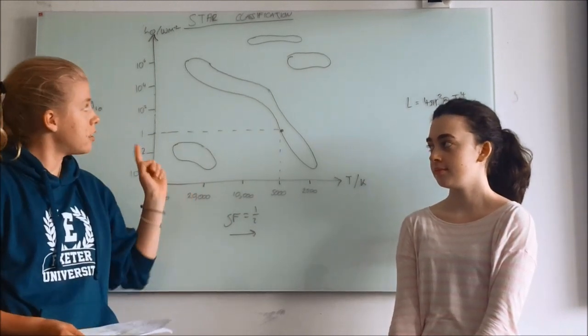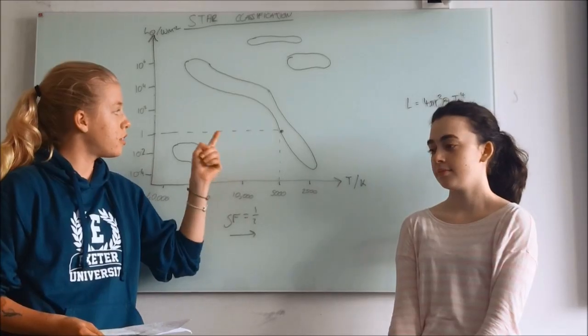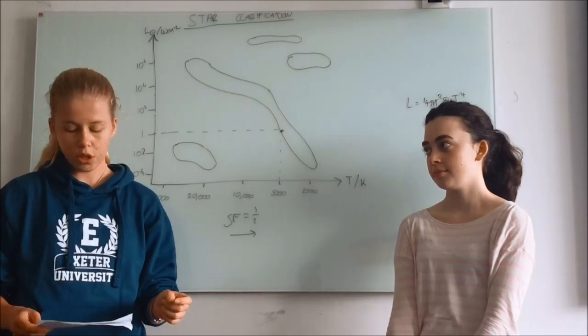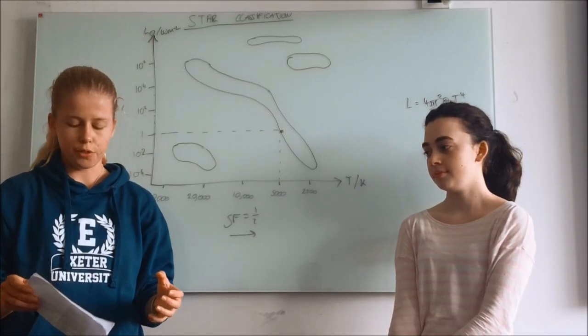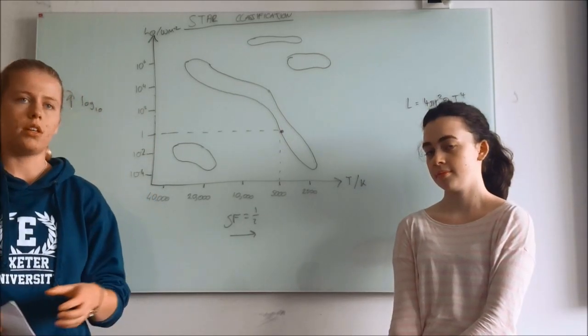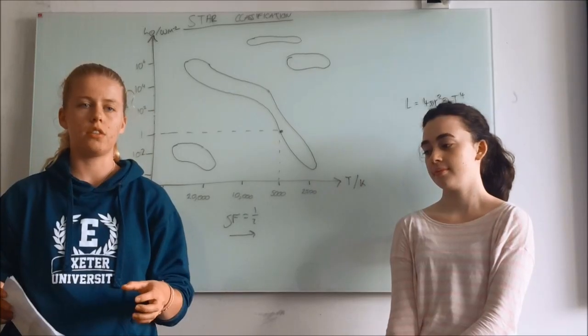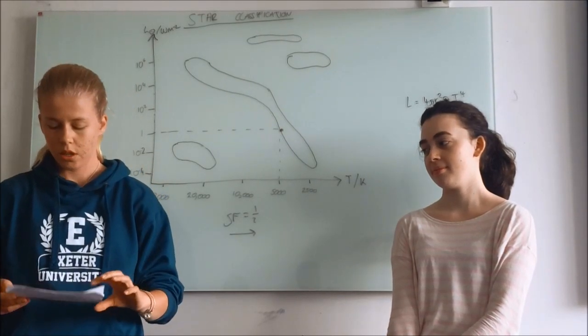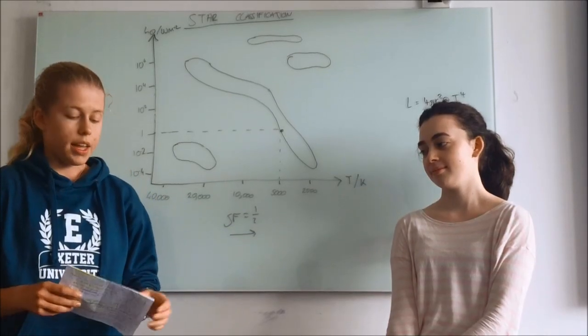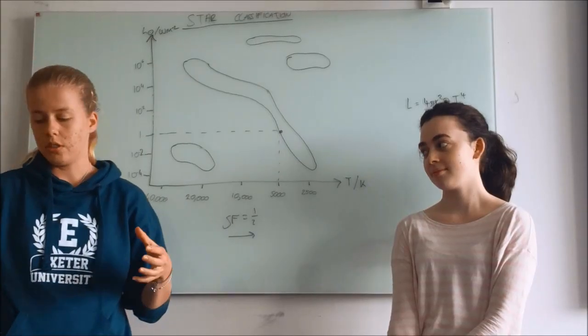Red giants form when stars run out of hydrogen to fuse, so the star will begin to collapse on itself due to gravity, and the temperature will increase, so eventually the star will start to fuse helium into carbon. And then it will expand to many times its original size.